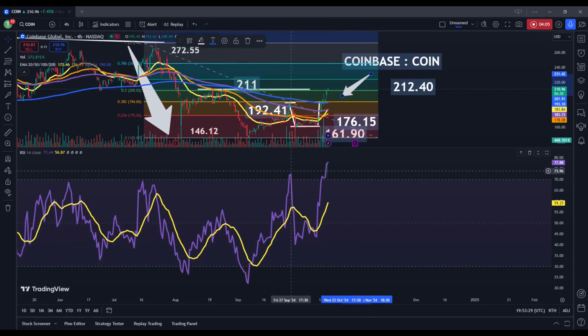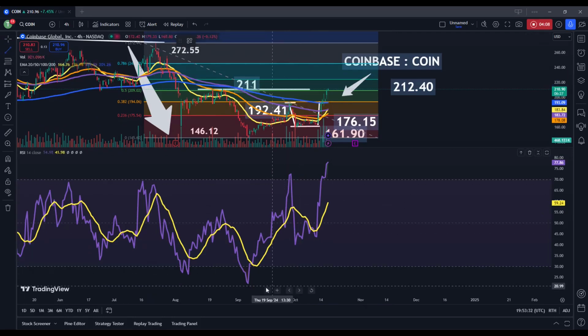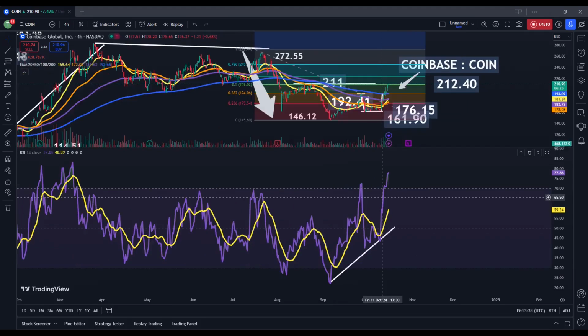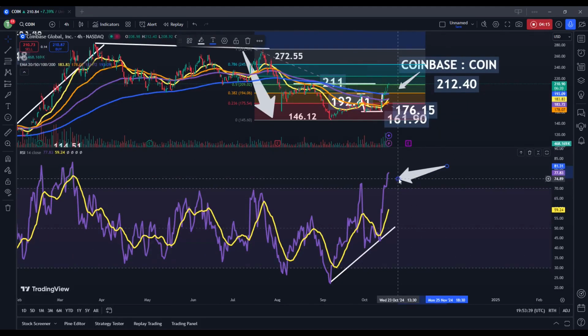Just quickly here, just to close out the video, if we look at the indicator reading here, there are some signals here that should be watched, because we are definitely trading in overbought territory at the moment.